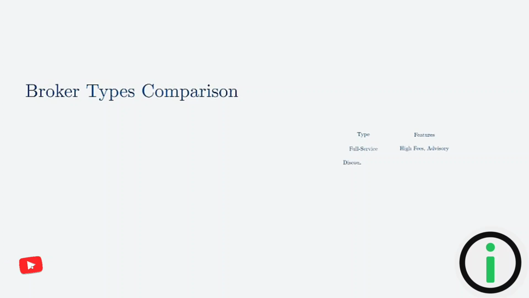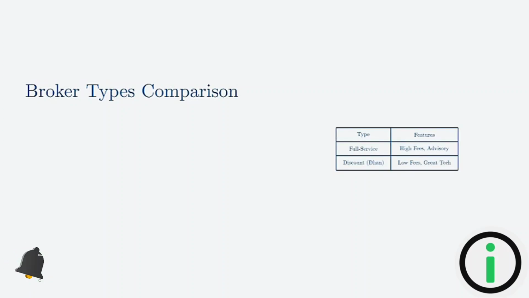Now, let us talk about where you open these accounts. The broker. There are two main types. Full-service brokers provide research and advice but charge higher fees. Discount brokers, like Dhan, provide the technology and platform for you to trade at a much lower cost.